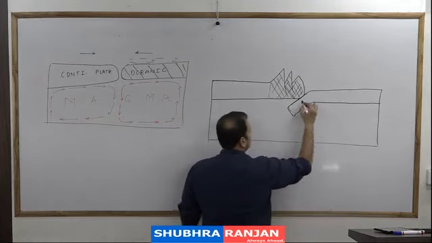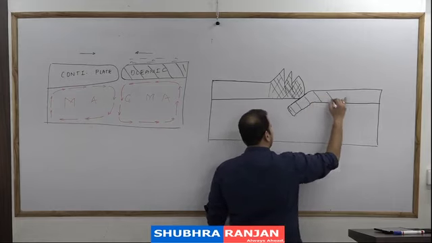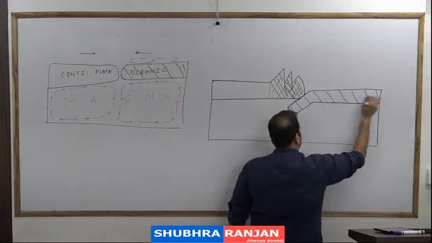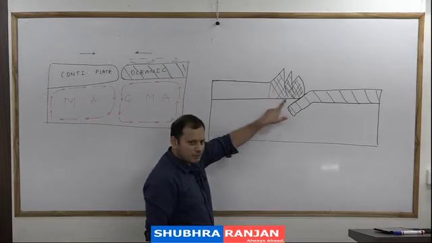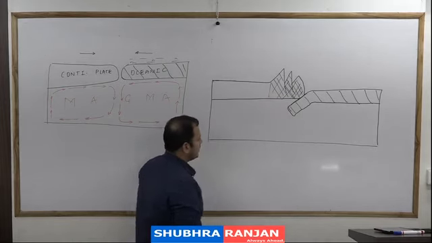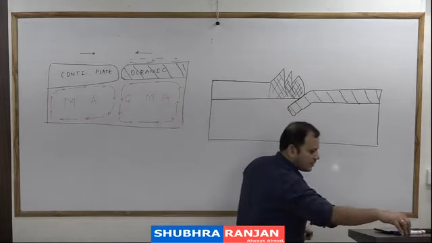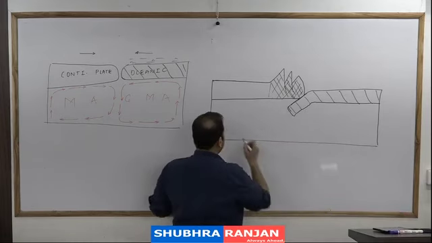We are keeping the shading as it is. Why have I shaded this portion also? To show that it consists of the sediments of both the oceanic and the continental plate. And what is there down? Down there is magma.